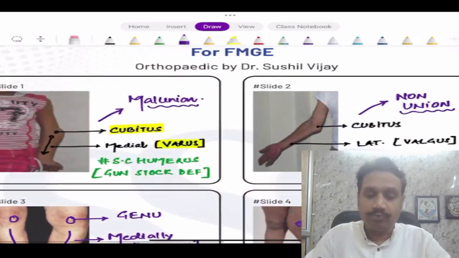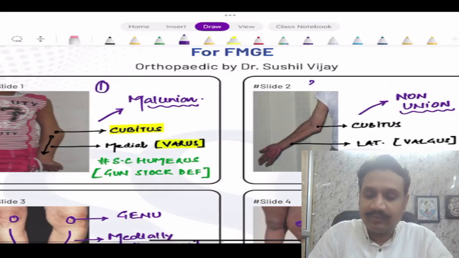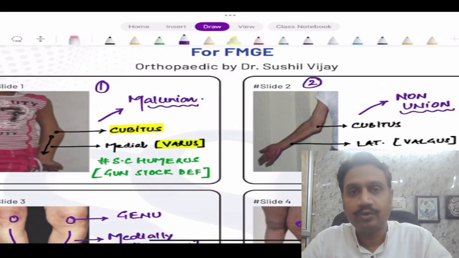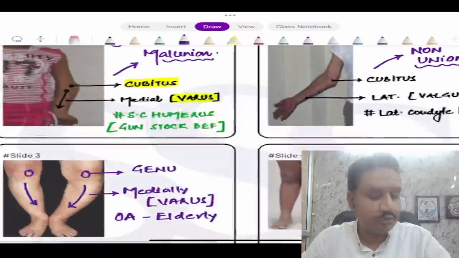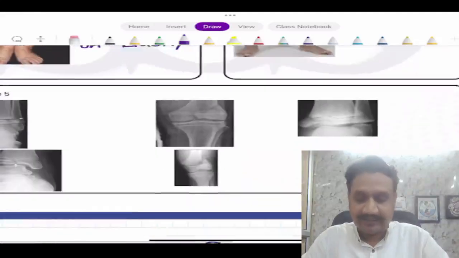Out of these four, the most important would definitely be slides number 1 and 2. No doubts on that, right? These two are the most important ones. All right. Let's see the next one.